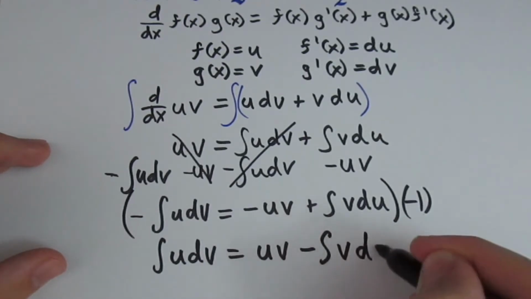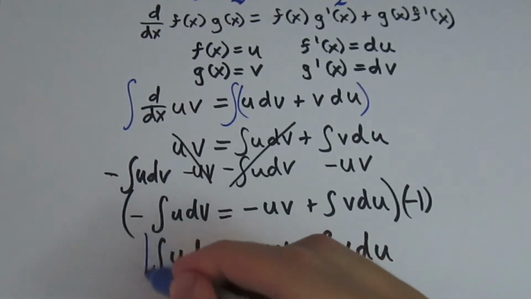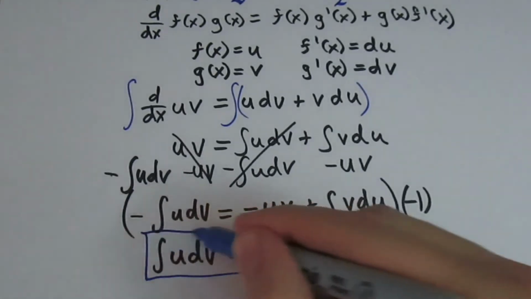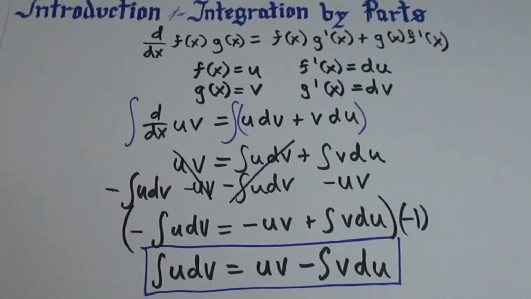of v du. And that is the formula right here. That is essentially how it's derived.